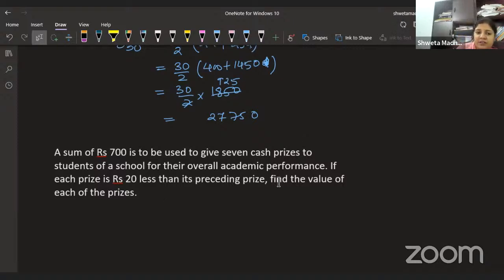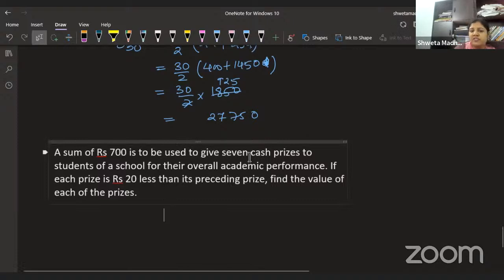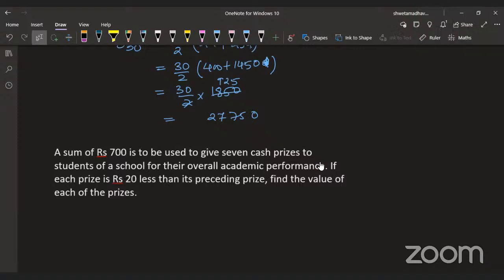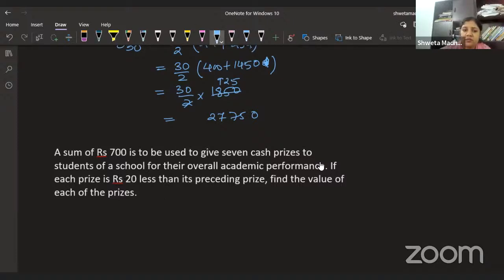A total amount of 700 is to be used to give 7 cash prizes to students of a school for their overall academic performance. If each prize is rupees 20 less than its preceding prize, find the value of each of the prizes. So the total is 700, the total amount paid to 7 students. What is 700, AN or SN? It is SN, right?